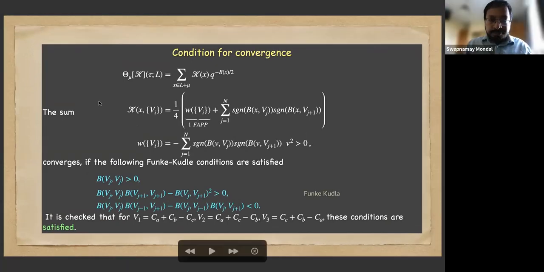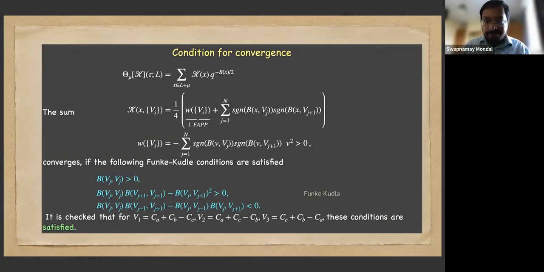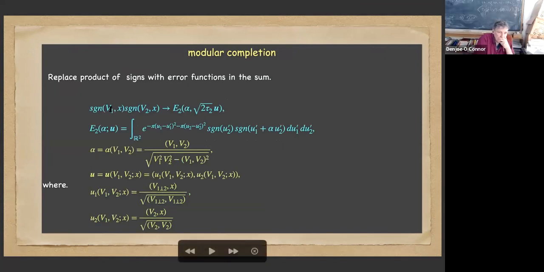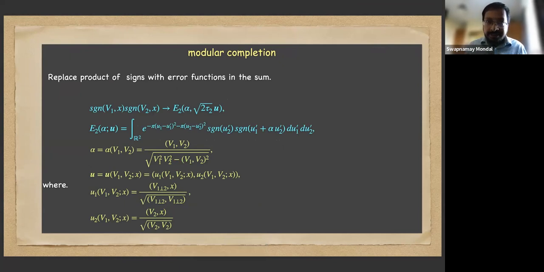So we see that the sum converges indeed. Now comes the modular completion. Although it converges, it doesn't have the necessary modular properties, and there exists this standard machinery of modular completion, where you add a certain term such that the whole thing has nice modular properties. The rule of thumb is that when you have a product of signs, you replace this by double error functions. There are some technicalities in that, but that's the thing you do.